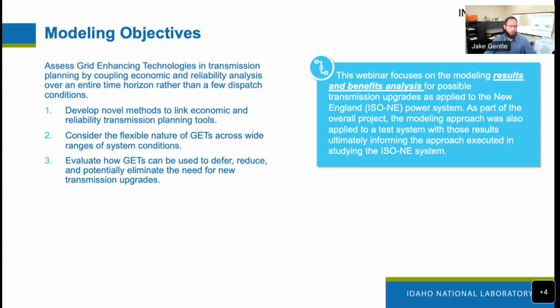There's three things that we really wanted to make sure we developed throughout this process. Again, we wanted to expand on that 2020 report to Congress technique, where we developed a novel model to link economic and reliability transmission planning tools. We took it to the next level in this project, and we'll explain more about that later. But ultimately, we want to consider the flexible nature of grid enhancing technologies. And we wanted to start identifying use cases and opportunities in which of those technologies provides the best value proposition.